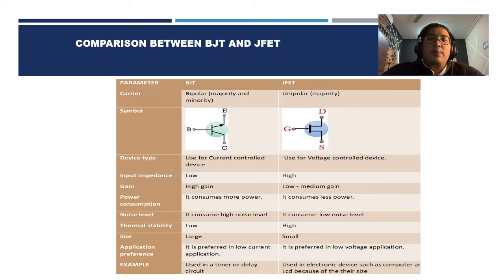For the example of BJT, it is used in a timer for delay circuits and used in electronic devices such as LCD because it has a small size. That's all from me.